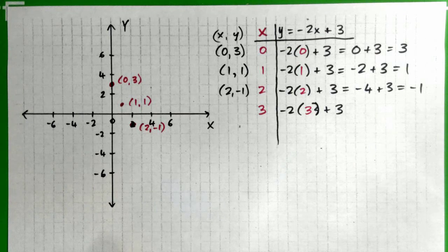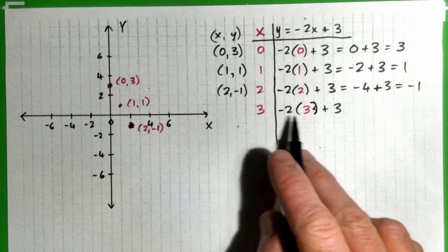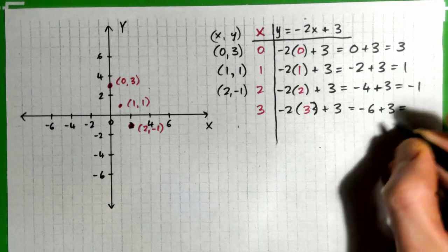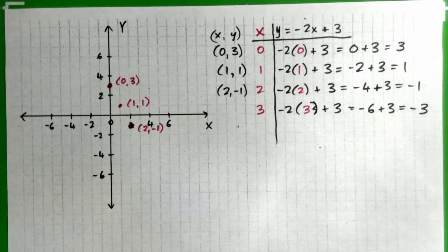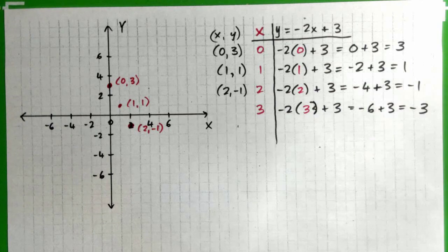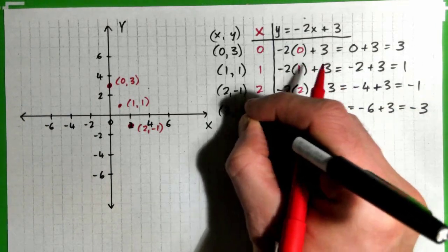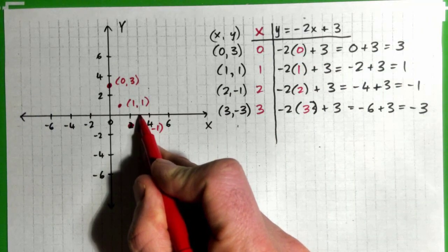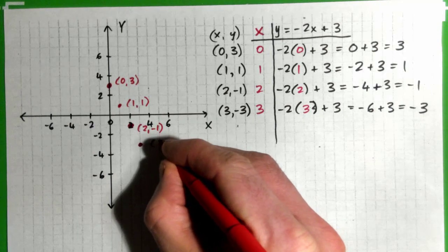So this last point, when x is 3, we've got negative 2 times 3, which is negative 6. Plus 3. 6 negatives and 3 positives makes 3 negatives, negative 3. So this point is x is 3, y is negative 3. So that point is here. X is 3, y is negative 3, and that's that point there. 3, negative 3.